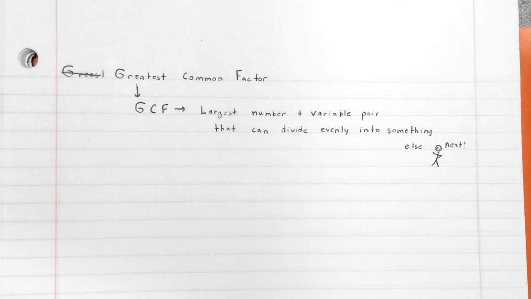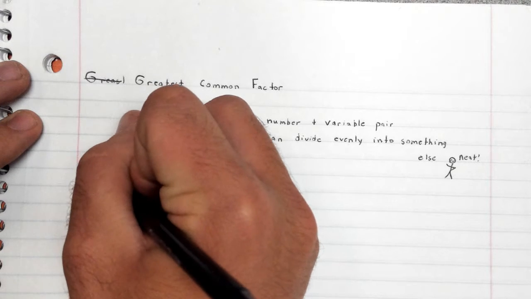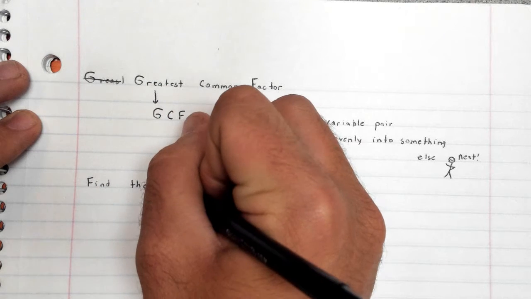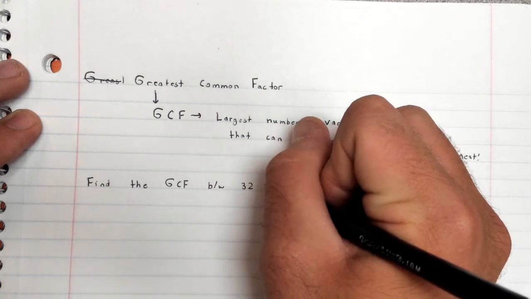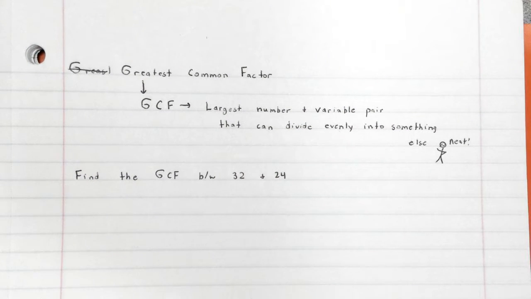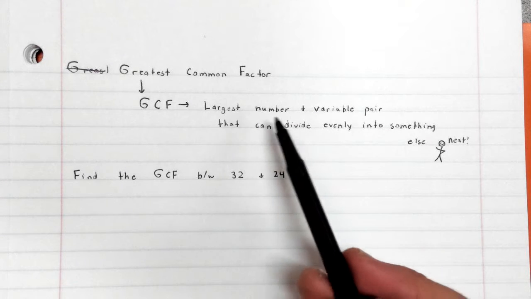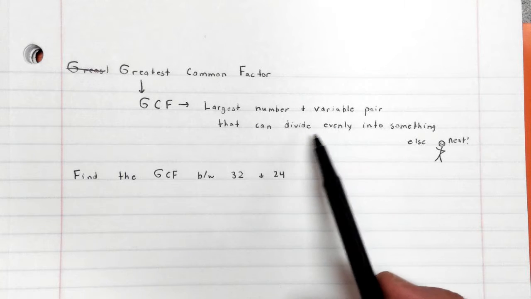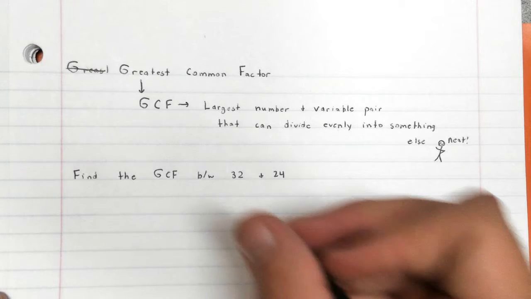Now, it has been a long while since we've actually talked about GCFs as it comes to factoring, so let's start off real basic. What if I asked you to find the GCF between 32 and 24? I want the greatest common factor between 32 and 24. Well, the greatest common factor is the largest number, there's no variable here, that can divide evenly into both of these numbers. Now, there is a trick to this.